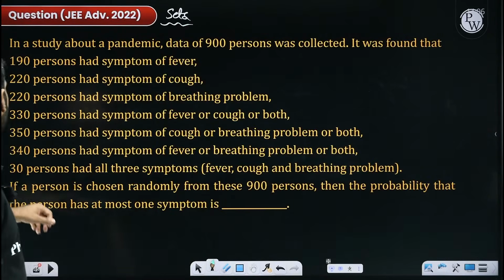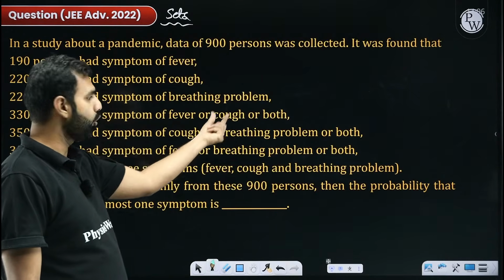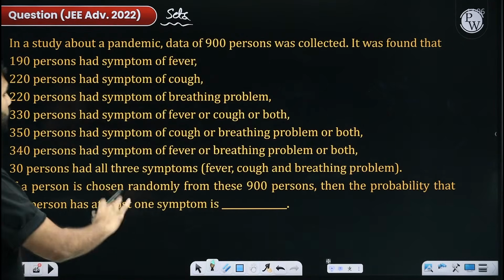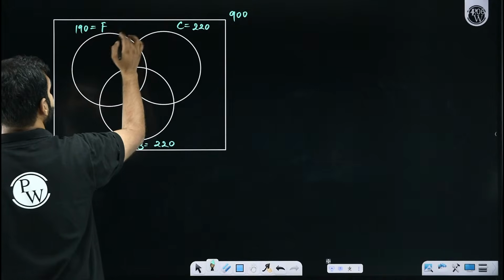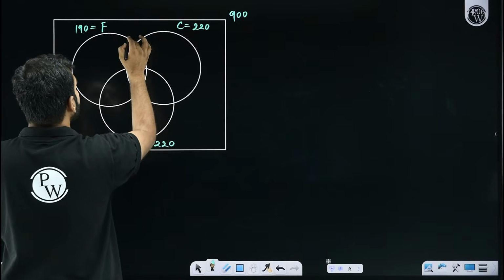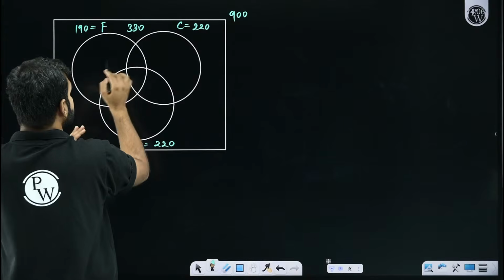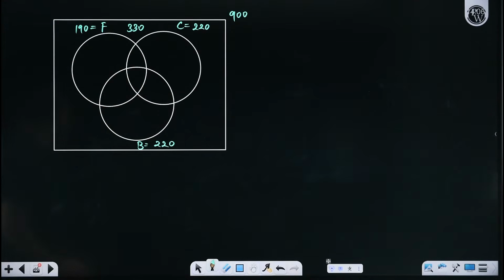Great. Now, if I talk about this, 330 had symptoms of fever or cough or both. What does it mean? Union of fever or cough. So this is union of fever or cough, which means this entire circle of fever and this entire circle of cough is taken by 330. This is not the intersection. This 330 is this, and this. I hope you're getting it, all the participants.